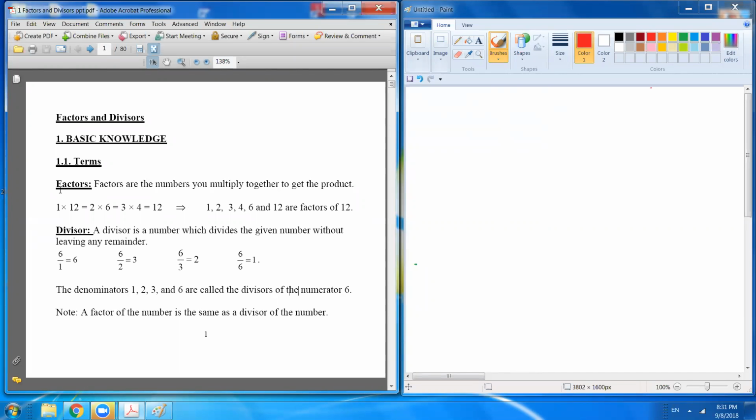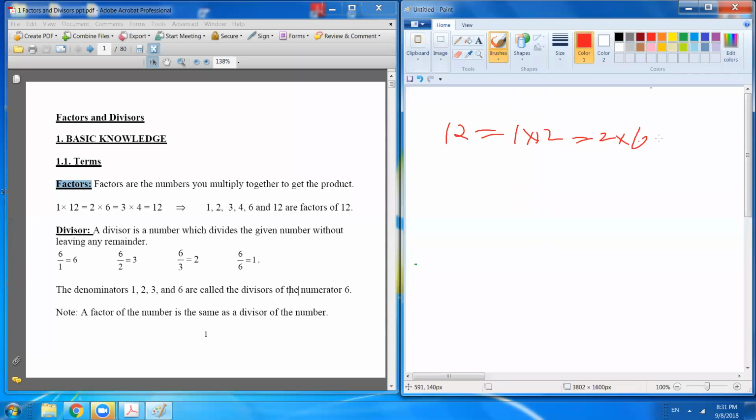Now, factor, okay? Let's say 12. 1 times 12, right? 2 times 6, we can keep going. And this is called a factor of 12. Also itself, right? Also 2, also 6, 3, 4, whatever. That's called a factor. And we are going to learn how to calculate the number of factors of a number, okay?